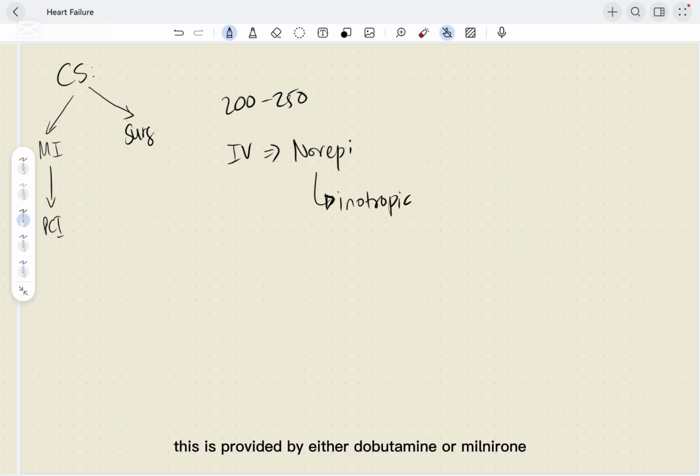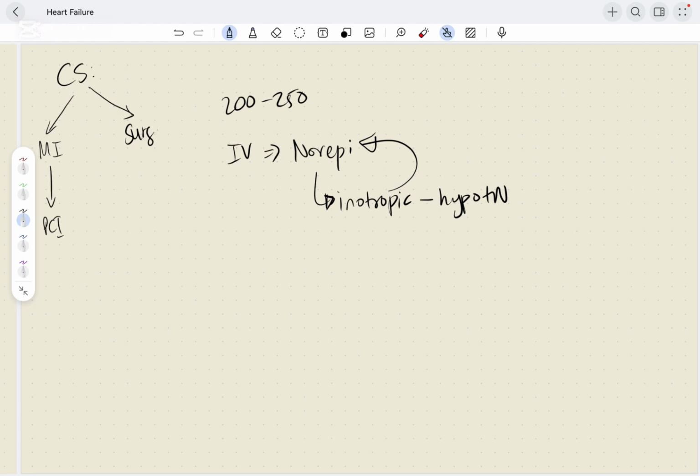Generally, this is provided by either dobutamine or milrinone. Now, remember that inotropes can cause hypotension, and that is why the norepi that we have placed them on needs to be titrated appropriately. But patients that come in with true cardiogenic shock are generally not that common. The more common presentation of heart failure is them coming in with either the cardiac or the vascular phenotype of heart failure.